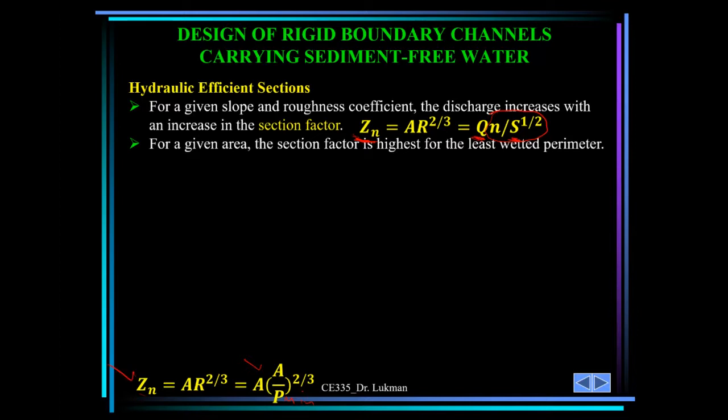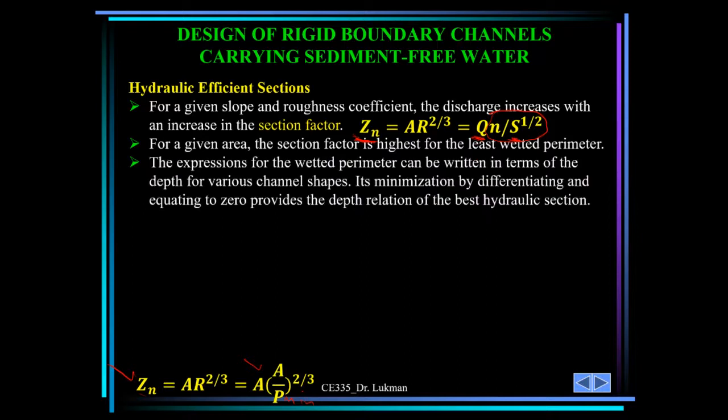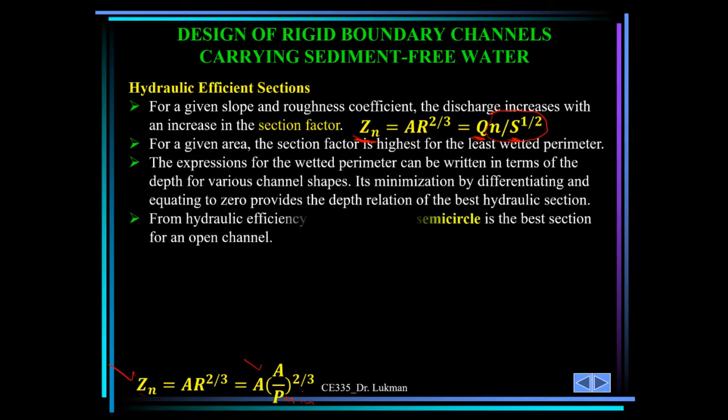So for a given area, the section factor is highest for the least weighted perimeter. The expressions for the weighted perimeter can be written in terms of the depth for various channel shapes. This we did in the previous table. Its minimization by differentiating and equating to zero provides the depth relation of the best hydraulic section. This we did, you know, for even a rectangle in the previous slide.